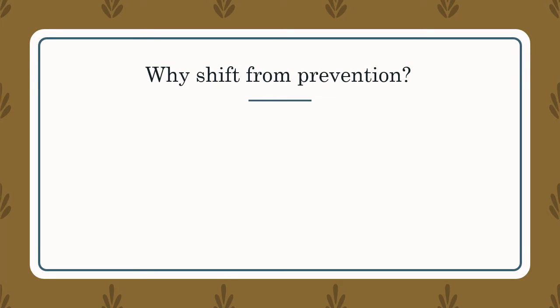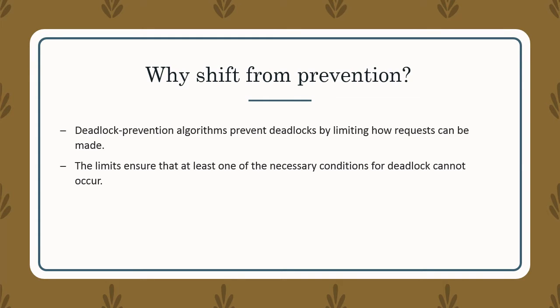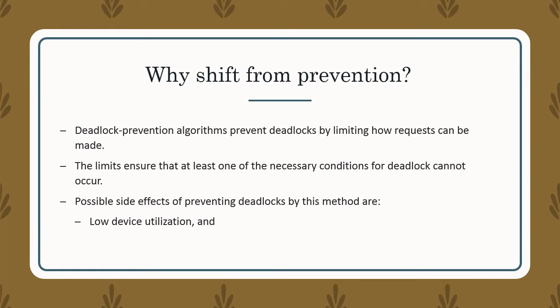We have already seen what deadlock prevention is. So the first question is, why shift from prevention? Deadlock prevention algorithms prevent deadlocks by limiting how requests can be made. The limits ensure that at least one of the necessary conditions for deadlock cannot occur. Possible side effects of preventing deadlocks by this method are low device utilization and reduced system throughput.